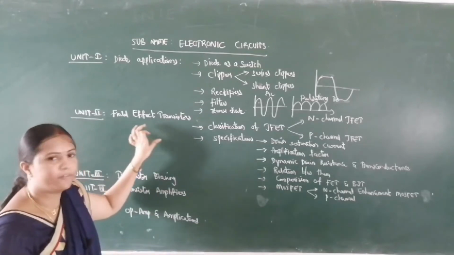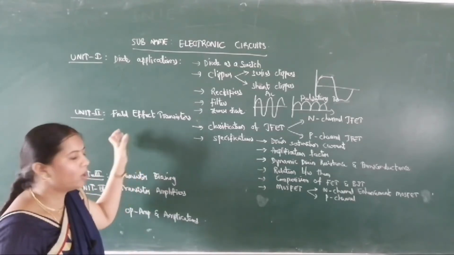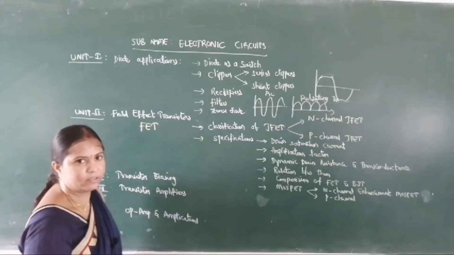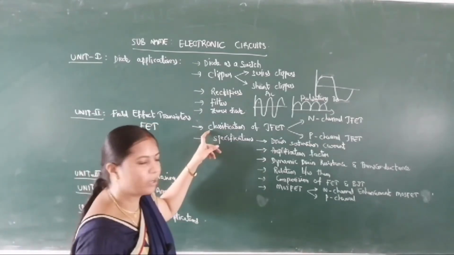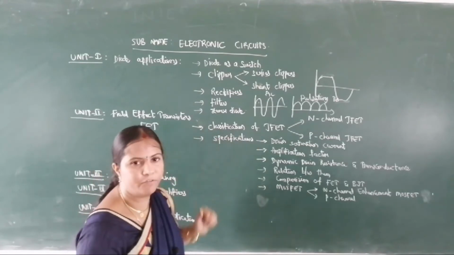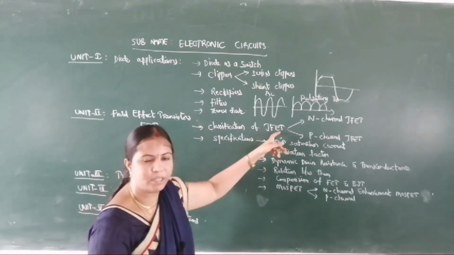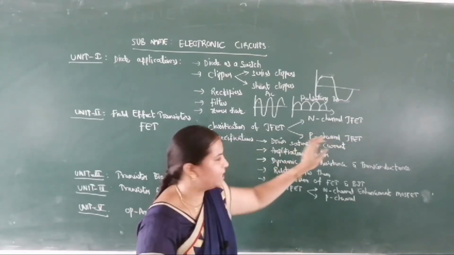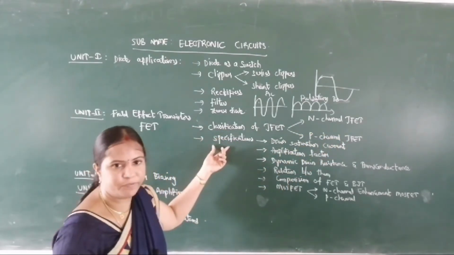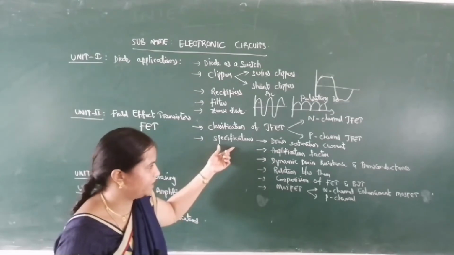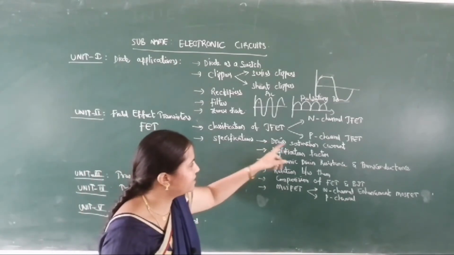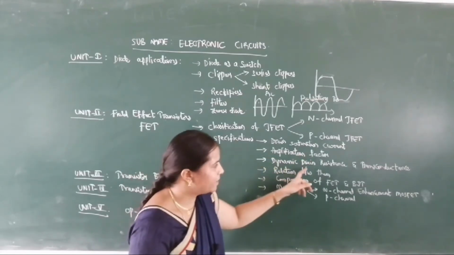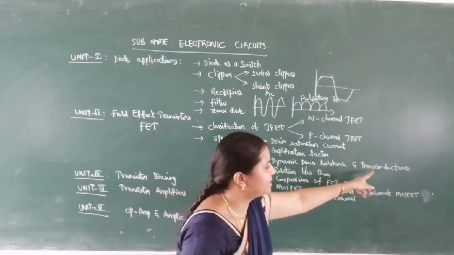Next unit is field effect transistors. In short we can say FET, field effect transistors. In the first topic you can study the classification of junction field effect transistors. In this you have two types of FETs, N-channel JFET and P-channel JFET. Coming to the specifications of JFET: drain saturation current, amplification factor, dynamic drain resistance and transconductance.